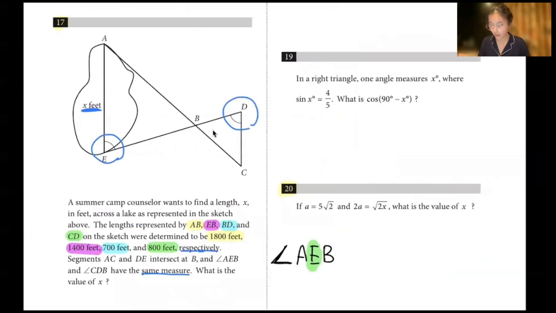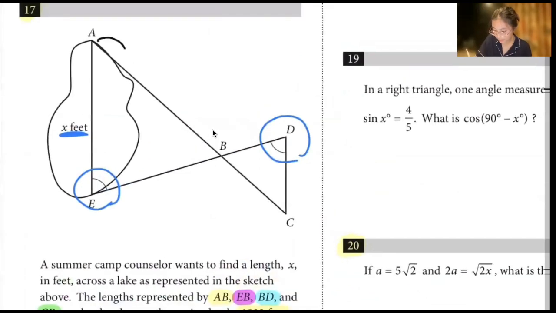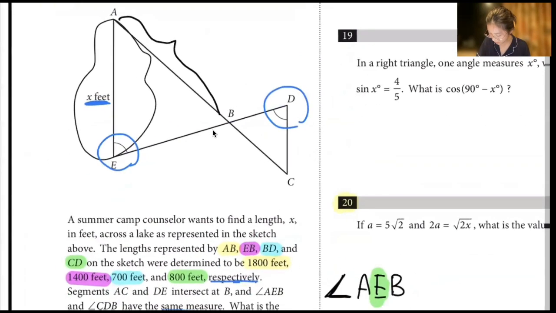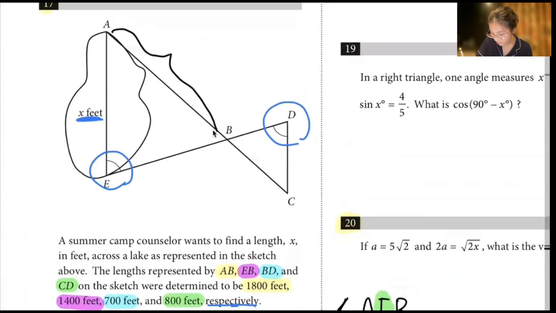Okay, so what I would do is I would first label these lengths. So AB is 1,800.